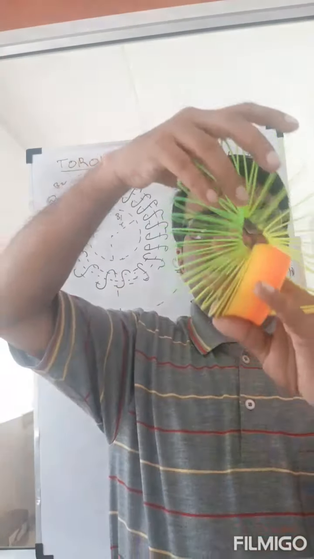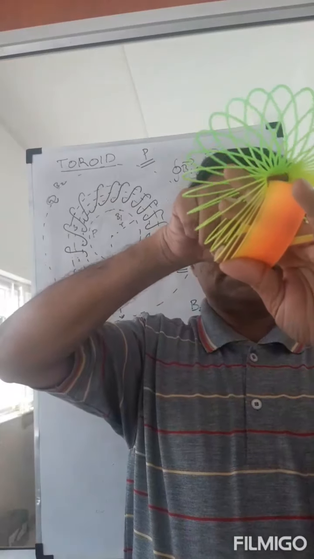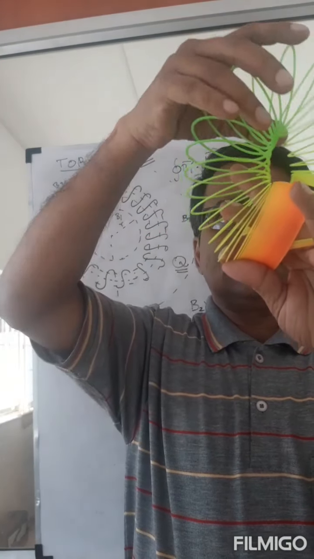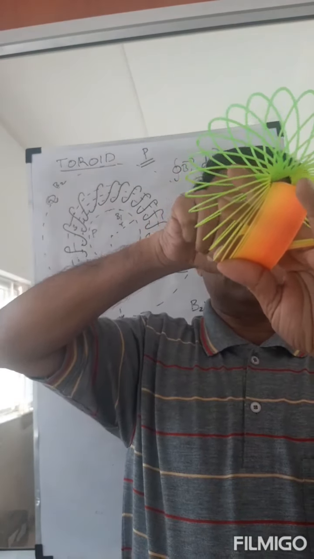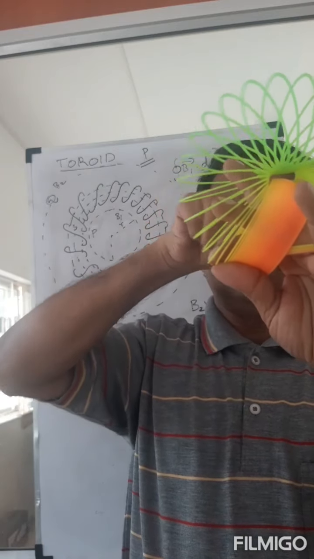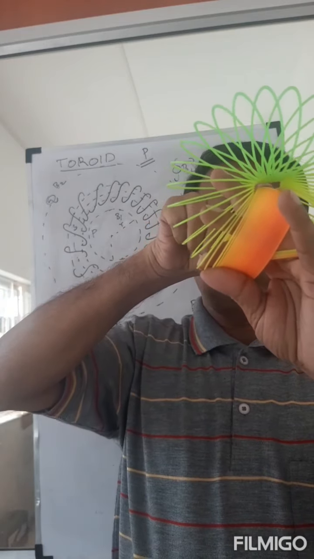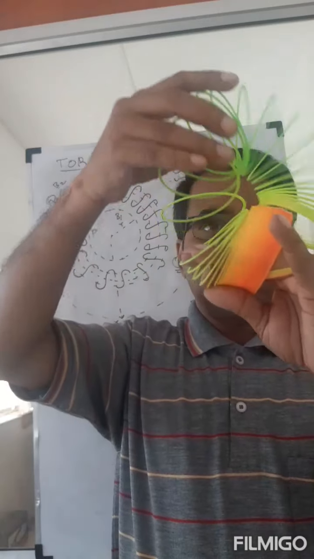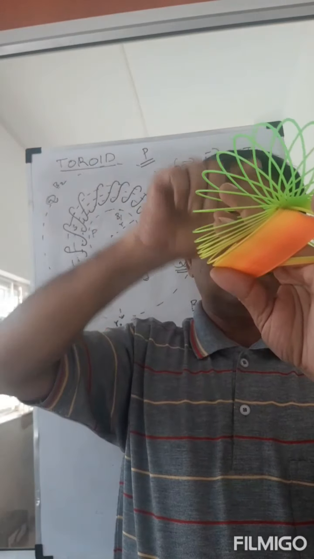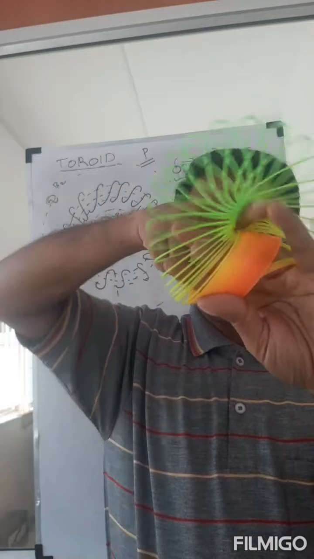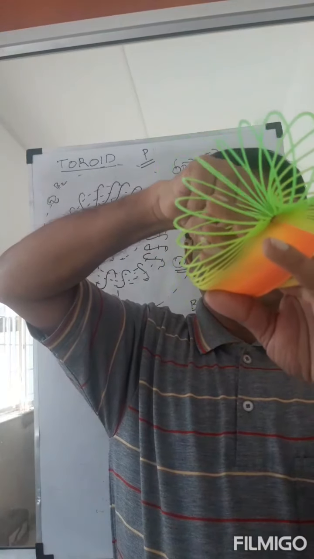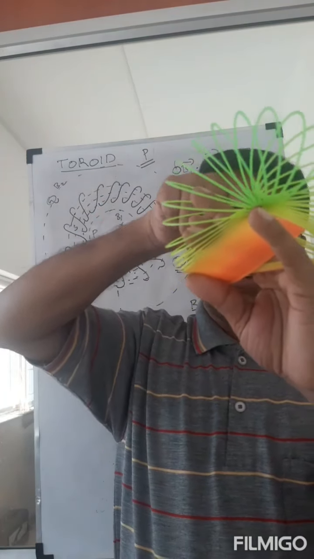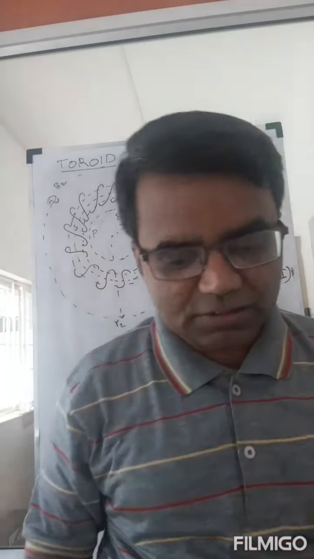So you can see that only this part of the toroid is piercing. The wire is piercing the imaginary surface here, not both sides. Only this is piercing, because the surface is inside. So all these things must be piercing through the surface.